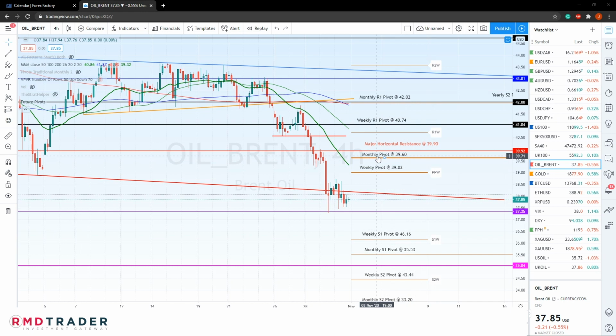However, if price manages to break above this 39.60 area, it could perhaps open up bullish targets of 40.74. That's where we have the weekly R1 pivot, and perhaps even as high as 42.02. That is the monthly R1 pivot, and just below this major diagonal overhead resistance.